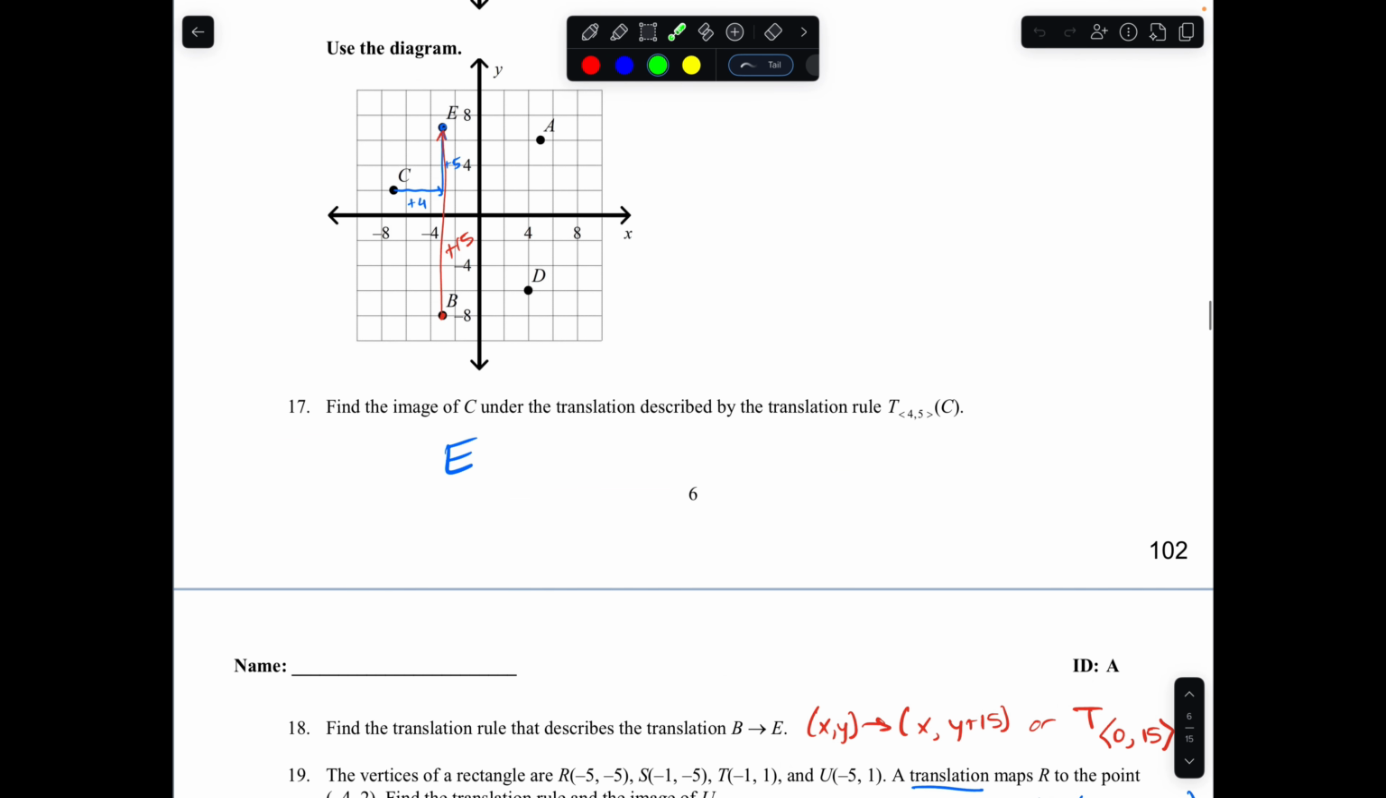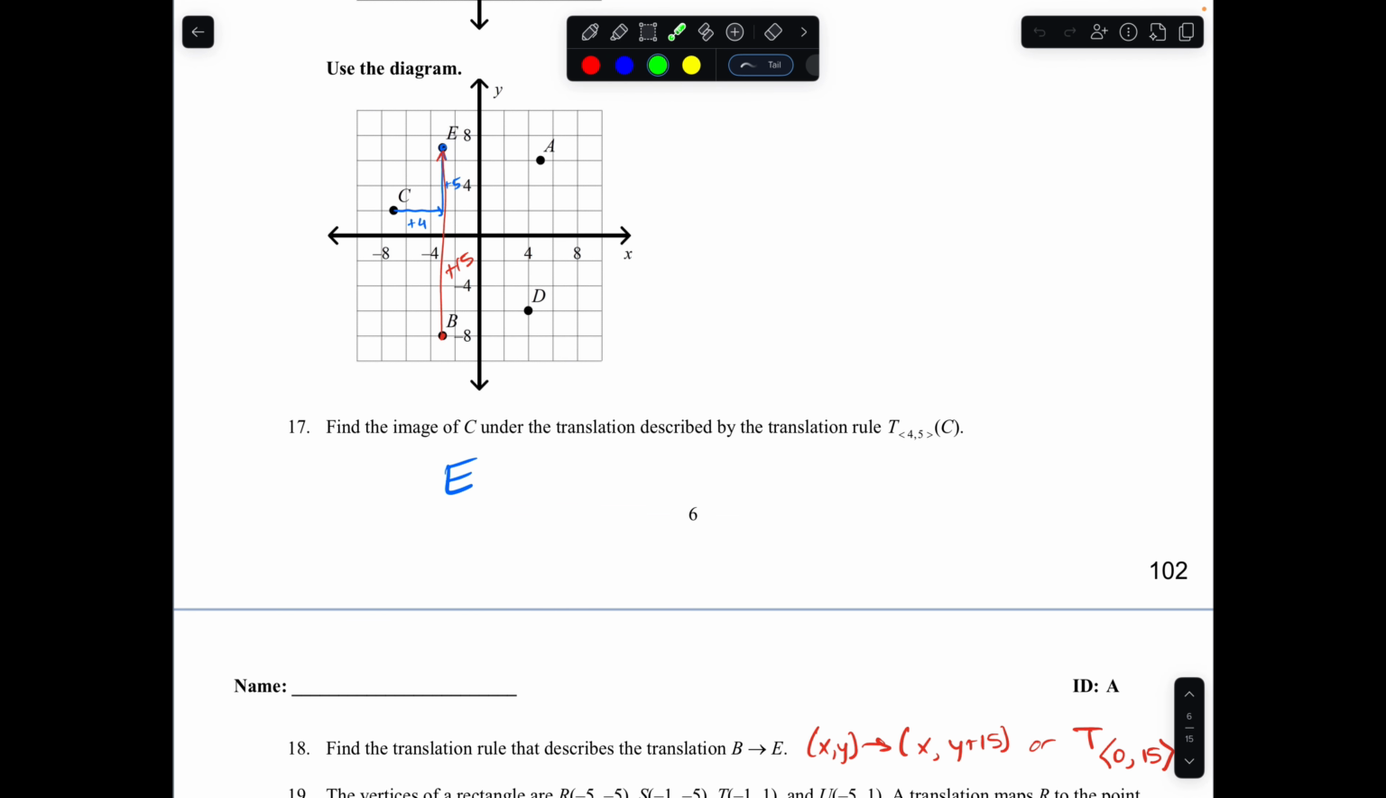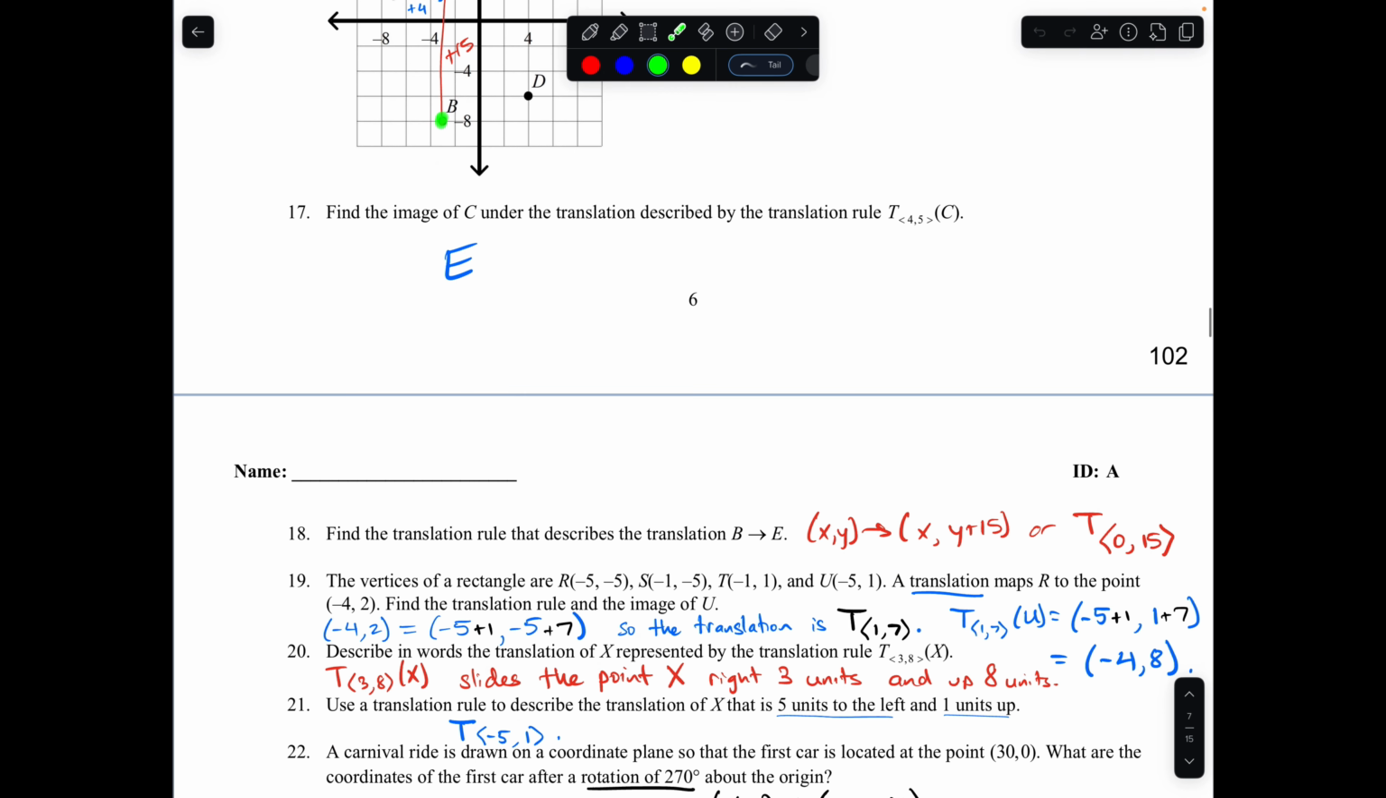Number 18 says find the translation that describes moving B to E. So point B is here, point E is up here. If you count how far we have to move up, we don't actually move left or right because they both have the same x coordinate, but we have to move up 15 from B to get to E. So the translation would look like this. You could write it as an algebraic rule, or you could write it using this shorthand notation T and then subscript 0, 15.